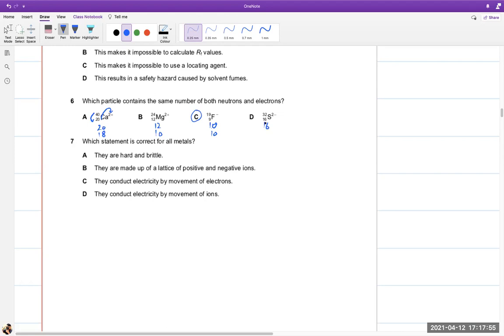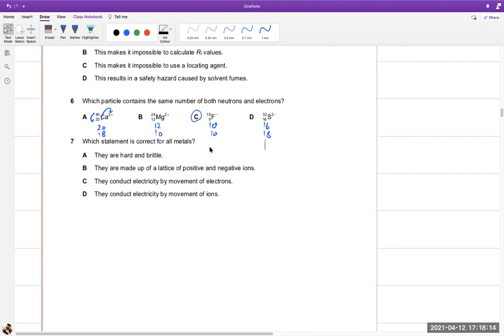32 minus 16 is 16, and 16 minus minus 2 is 18. So ये भी नहीं हो सकता. All right, by the way, did you notice that the electrons that we have in these ions are the electrons from noble gases, 18 and 10?